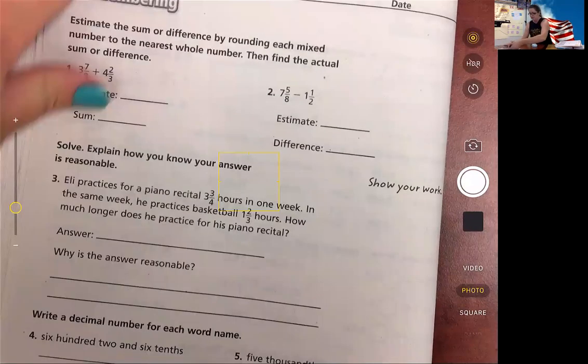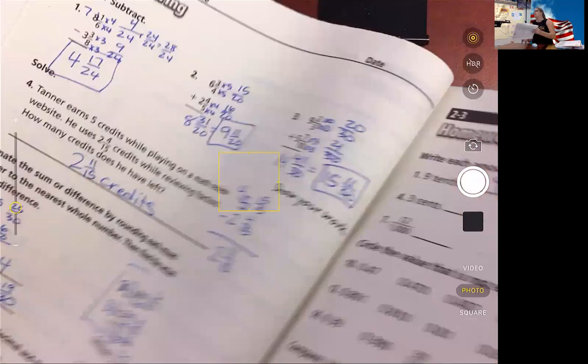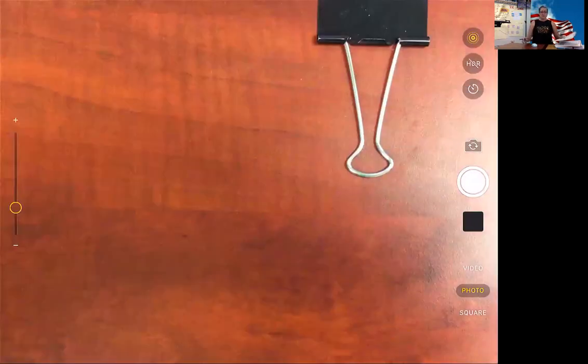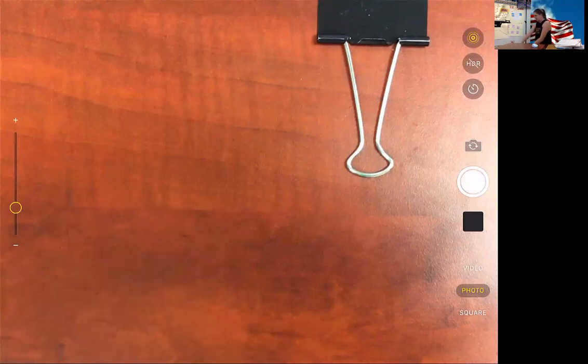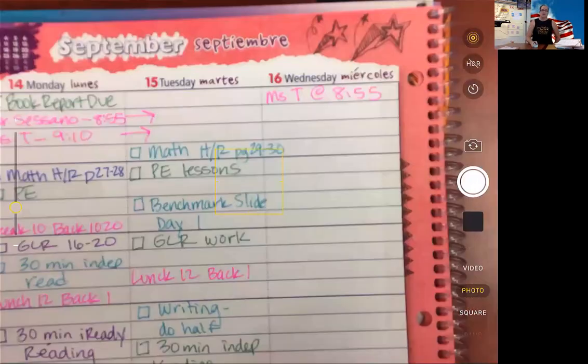So for your math, you're doing pages 31 and 32. You guys have about 20 minutes until recess. So if you finish your math before recess time, I want you to hop on Math iReady. Okay? If you finish your math homework before recess time, I want you to hop on Math iReady. Let's take out our planners and get those filled in.